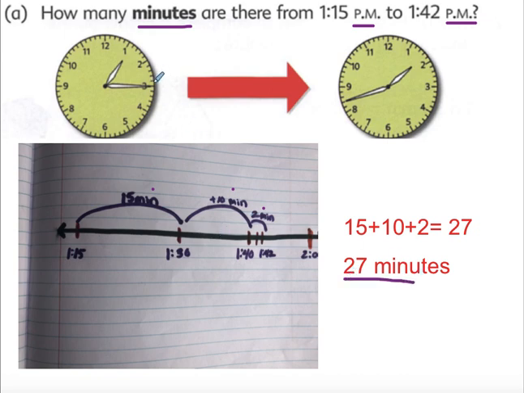And this one is easier too if you wanted to make your jumps 5, 10, 15, 20, 25, 26, 27.